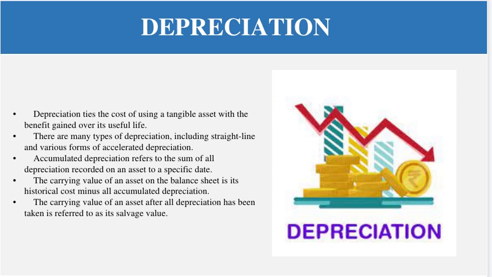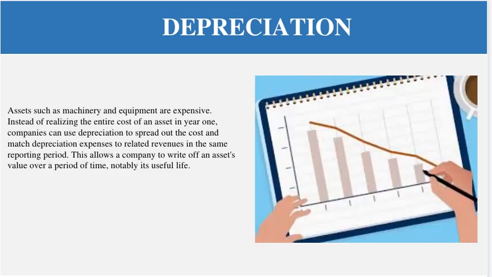Accumulated depreciation refers to the sum of all depreciation recorded on an asset up to a specific date. The carrying value of an asset on the balance sheet is its historical cost minus all accumulated depreciation, and the carrying value of an asset after all depreciation has been taken is referred to as the salvage value.